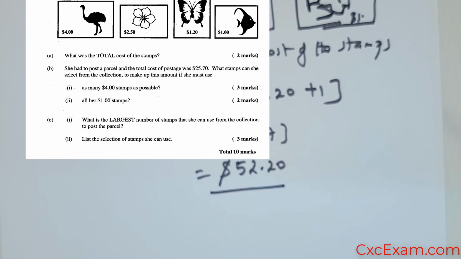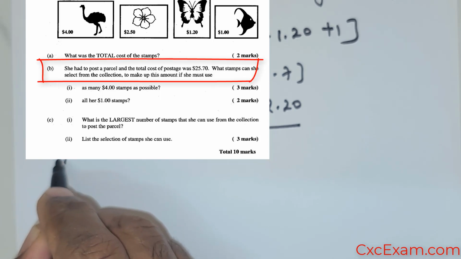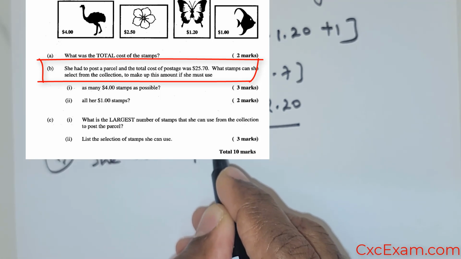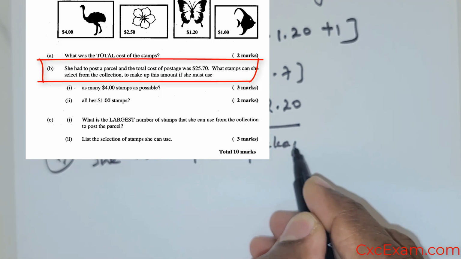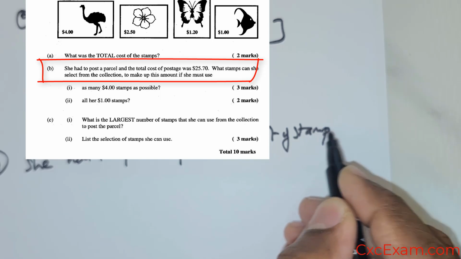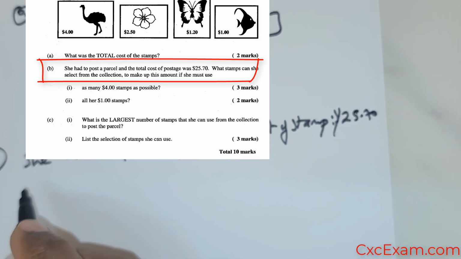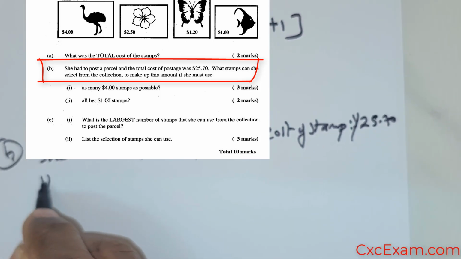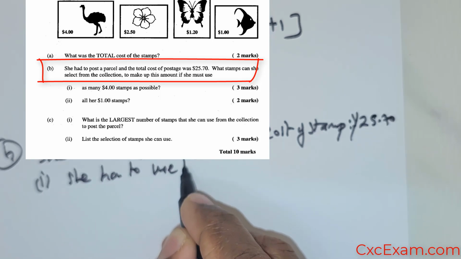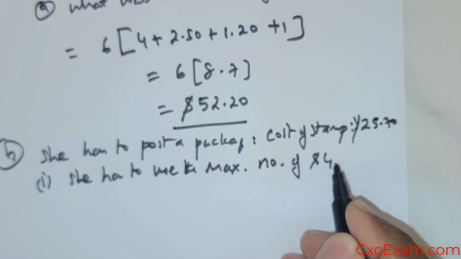Now this is the next question. What is the next question? Now she has to post a package, and the cost of stamp she has to place in is $25.70. Now what is the condition? The condition number 1 is she has to use the maximum number of $4 stamps.